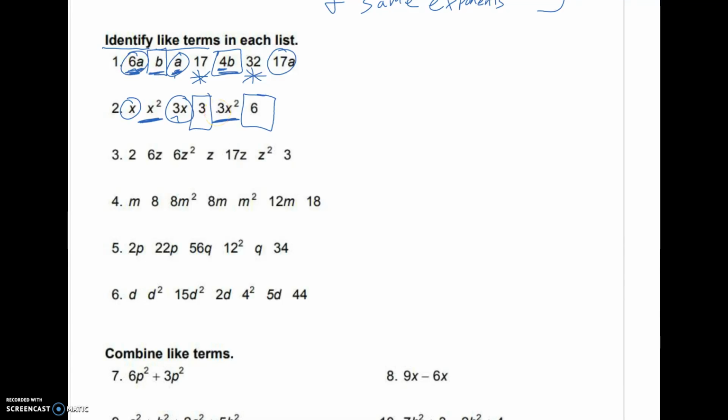All right, let me quickly fly through the rest of these without talking a whole lot. If you need to slow down or pause it, feel free to do so. All right, 2 and 3 don't have a variable, don't have exponents.